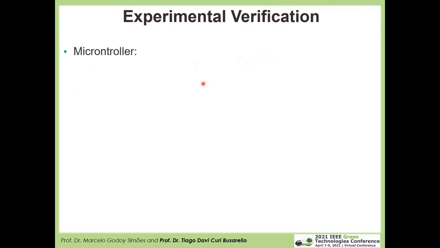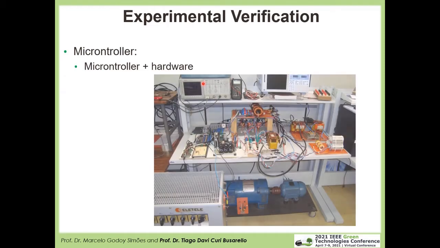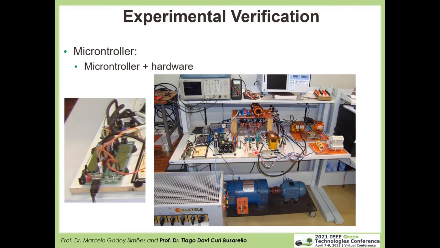Microcontroller. In case we employ our digital controller in a microcontroller, we need to have the microcontroller itself plus all the hardware of our power electronic application. This picture shows an example. I have here the microcontroller, and I have here all the structure of the power electronic application. Zooming in close to this microcontroller, you can see here the control card, where our digital control strategy is running. Summarizing, using a microcontroller, you need to have the microcontroller plus all the hardware.